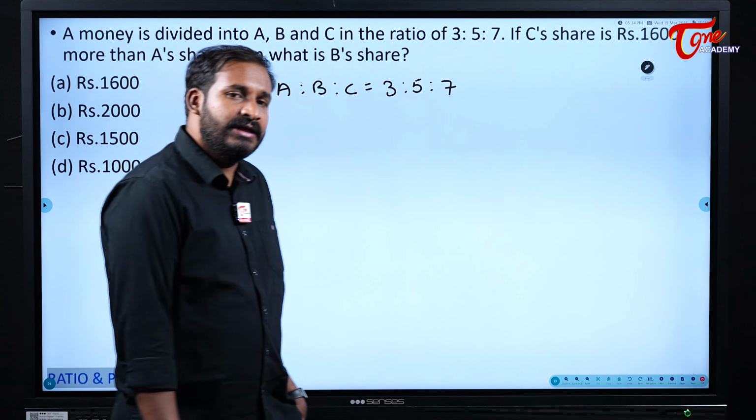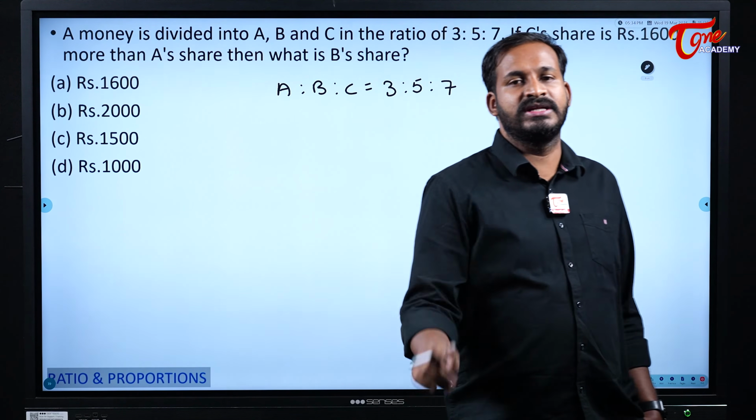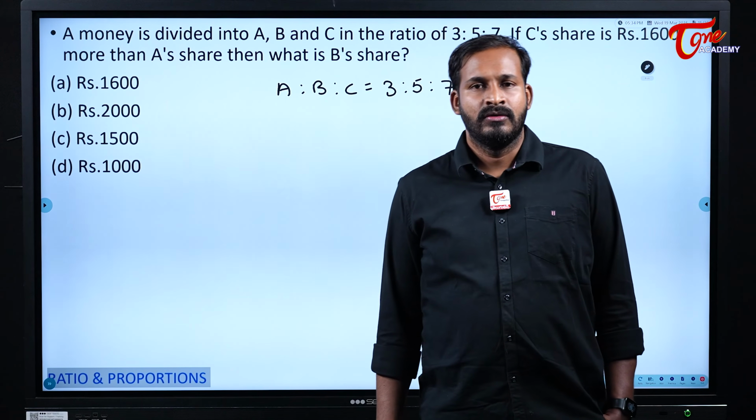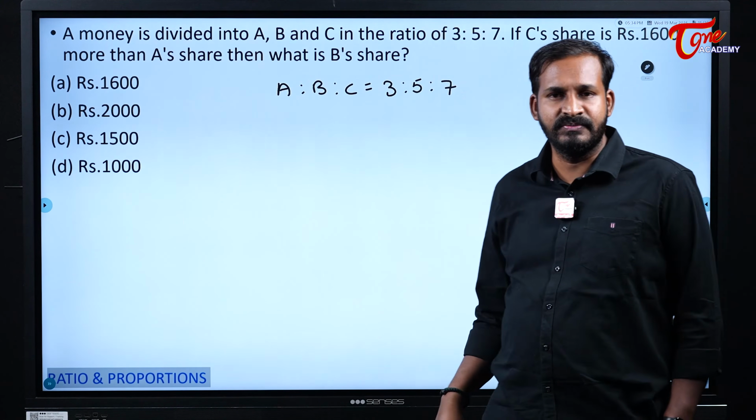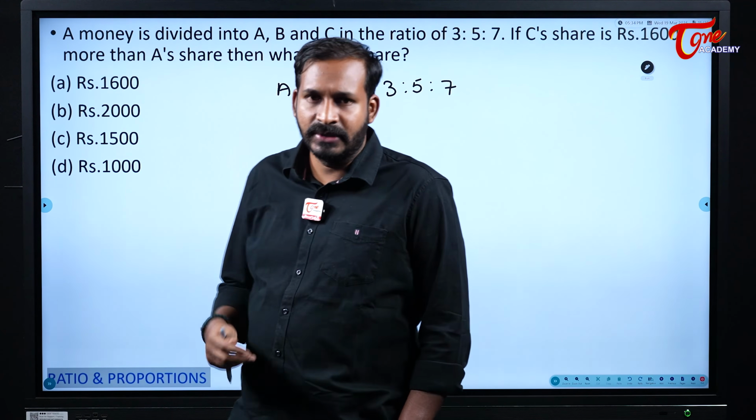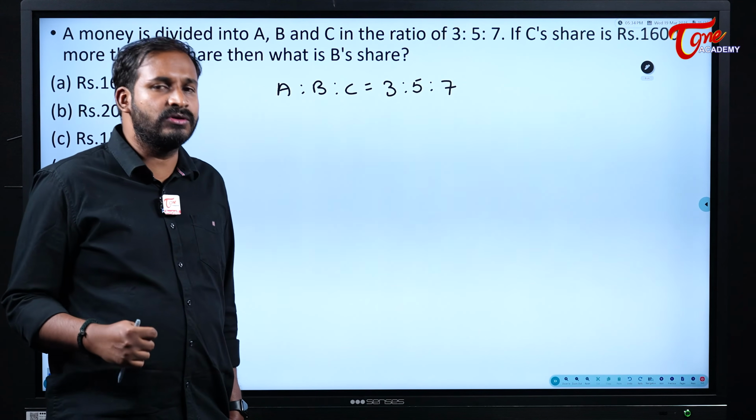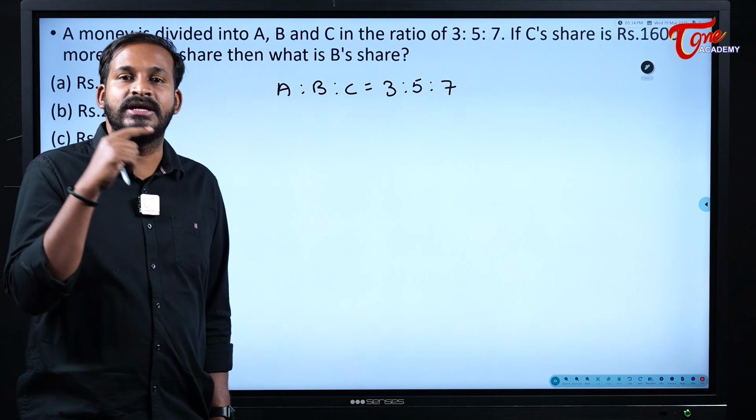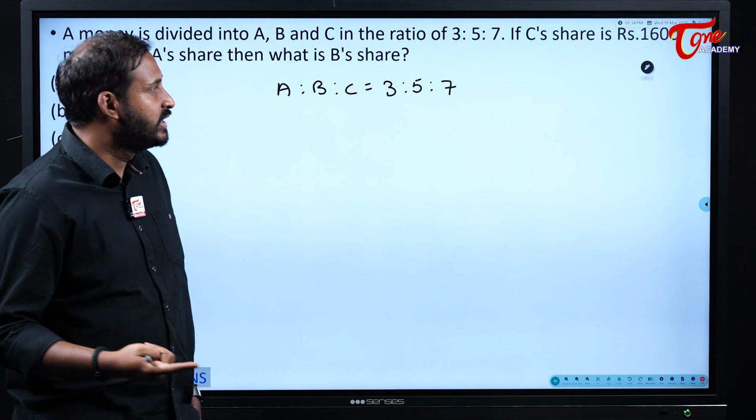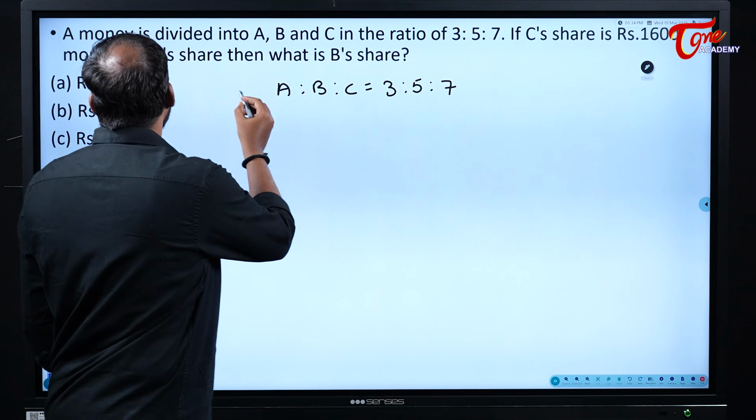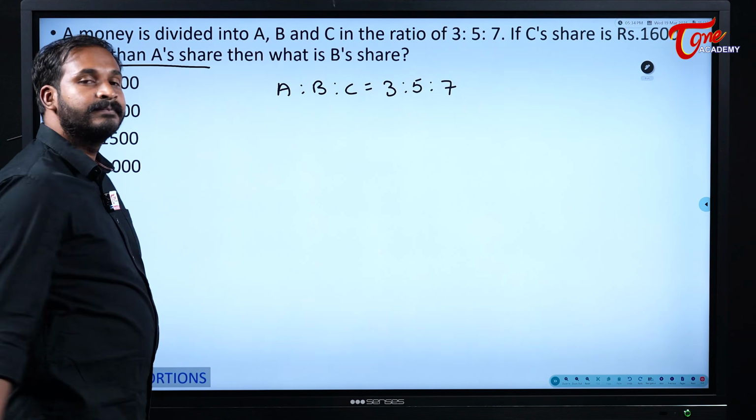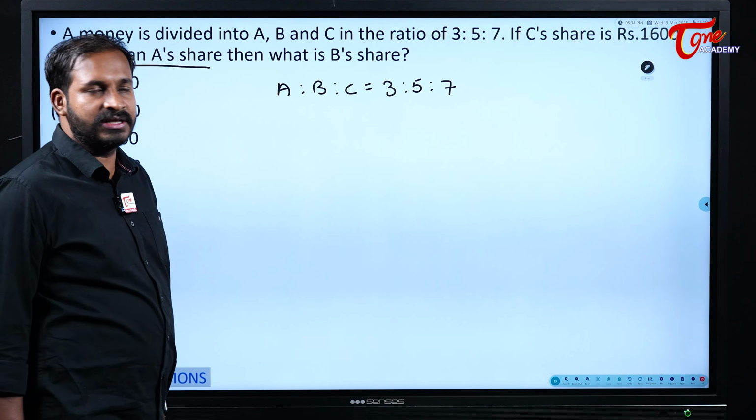See students, difference in ratios will be equal to difference in their values. Okay, why? Because how will we write these ratios? Based on the values only, right? Based on values only we are going to write this ratio. So difference in ratios will be equal to difference in their values. So now tell me, C's share is 1600 more than that of A's share, right?